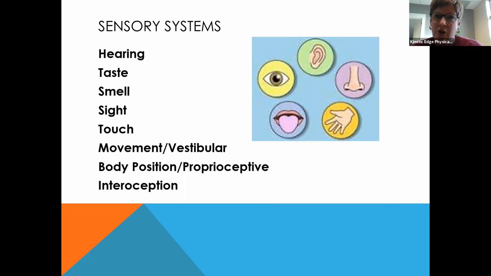Okay, interoception is our internal sense. So our ability to know, are we hungry or full? Are we hot or cold? Some of us have a gradual thermostat, and some of us are instantly hungry, instantly have to go to the bathroom, and just experience some of those internal senses a bit more intensely.